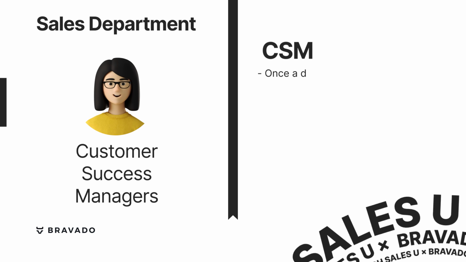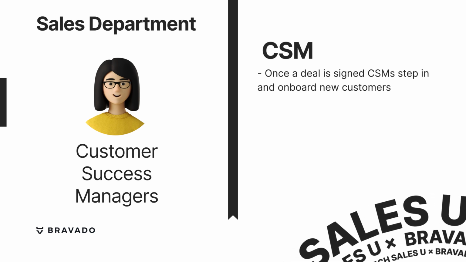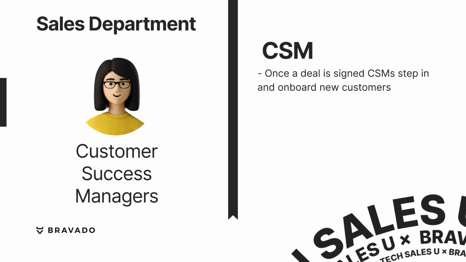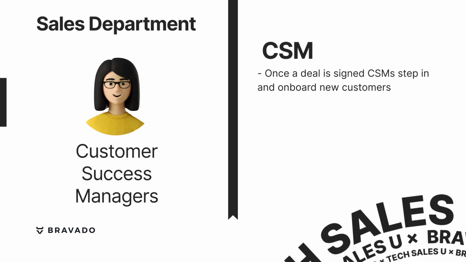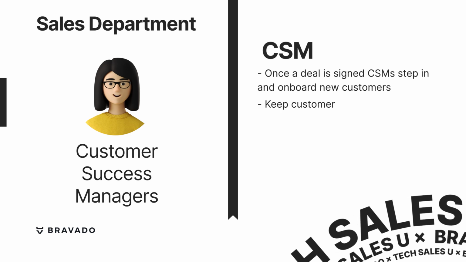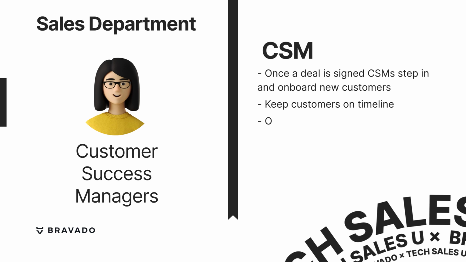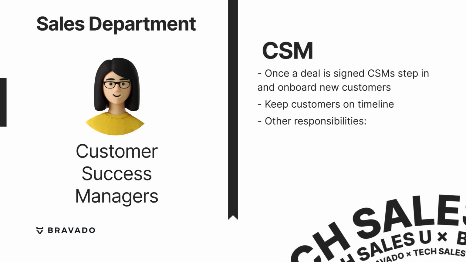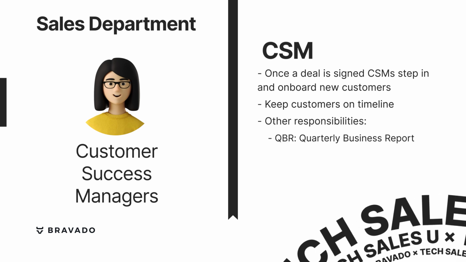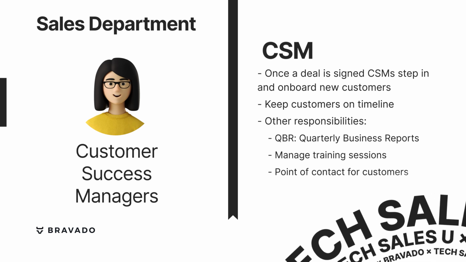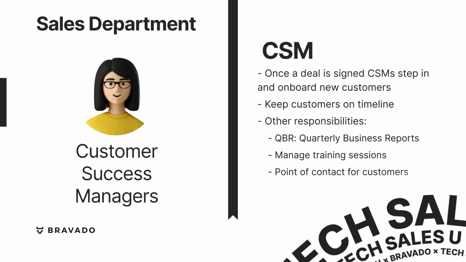Customer success managers. Once the deal is signed, CSMs step in and are responsible for onboarding new customers. There is a long list of tasks that need to be completed before a product can be successfully used, and CSMs work with the customer to make sure that they stay on track with timelines. Other responsibilities typically include running QBRs, quarterly business reports, managing training sessions, and acting as a point of contact for customers if any issues arise.